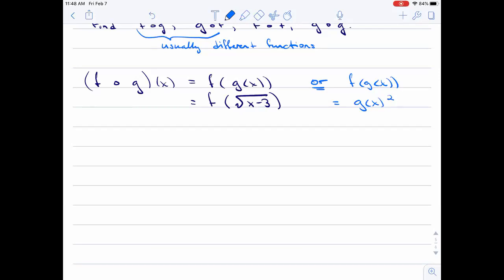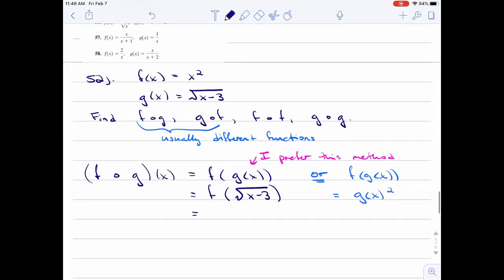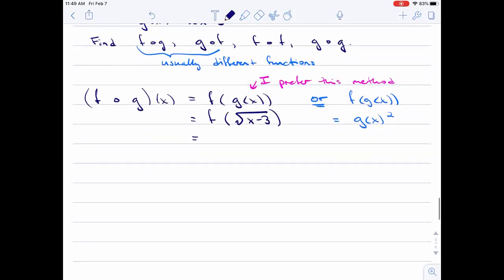I prefer this method. But just so you know that you're not wrong if you want to use this method, where you work from the outside in, wherever you see an x in f of x, you're going to replace it with g of x temporarily and then plug in g of x, because what you'll see is you end up at the same thing. So here, f of root x minus 3, well, f is just x squared, so wherever I see an x, I'm going to do root x minus 3 squared.